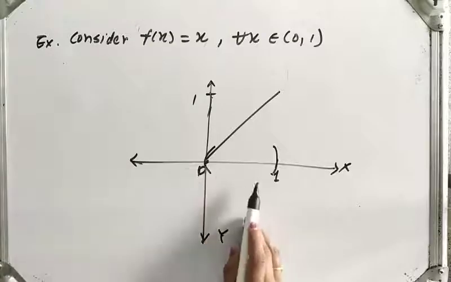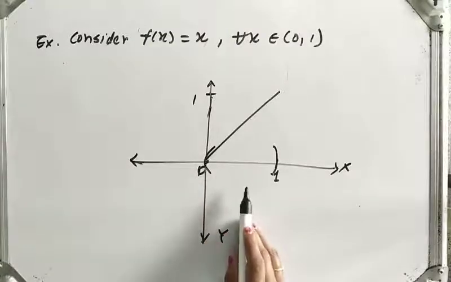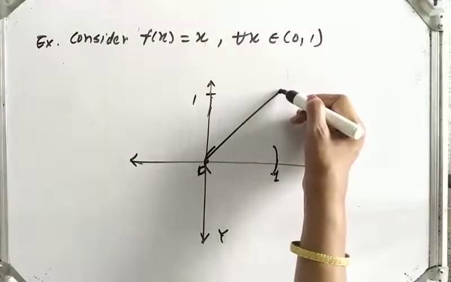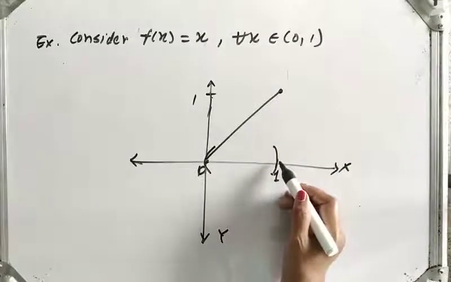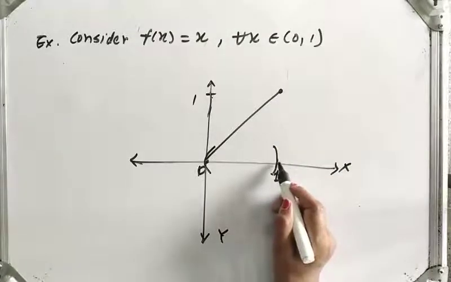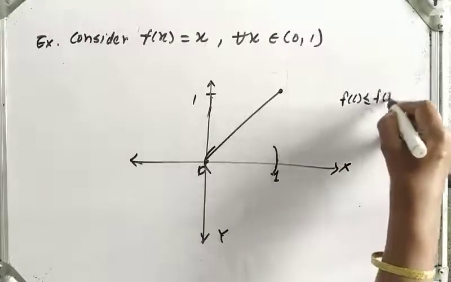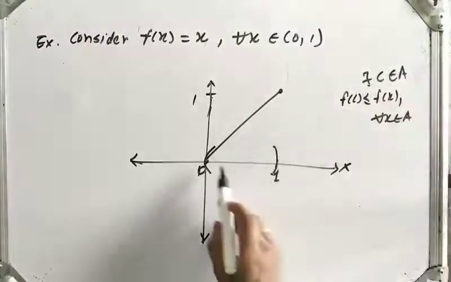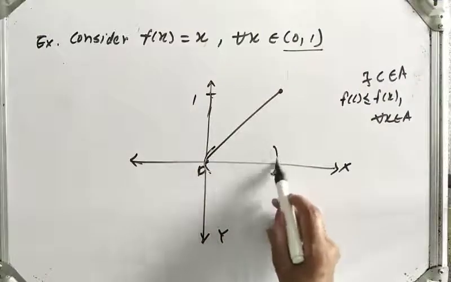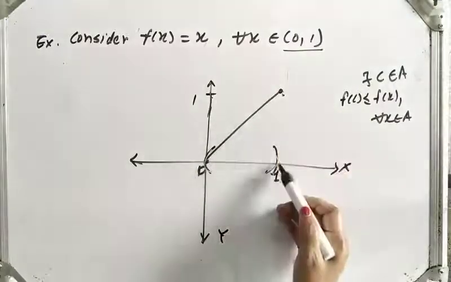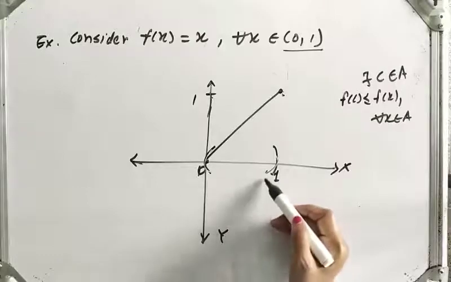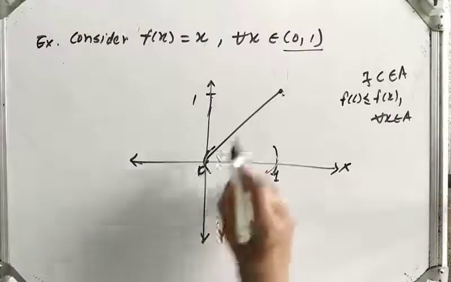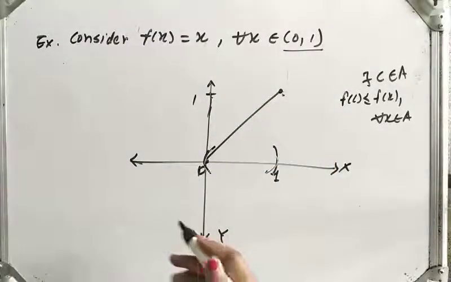Now, does this function have an absolute maximum or absolute minimum? You can see this point is the maximum, but for the point 1, what we have written is that there exists a point c in the domain such that f of c is less than or equal to f of x for all x in the domain. There exists c belonging to the domain, but here the domain is an open interval. So it is the maximum, but 1 is not included in the domain, therefore this function does not attain an absolute maximum. Also it does not attain an absolute minimum because 0 is not included in the domain.